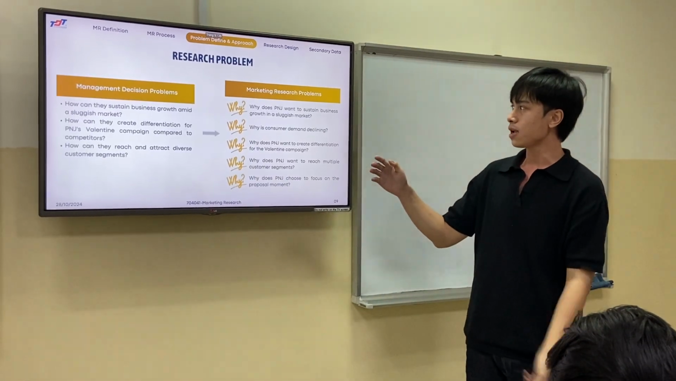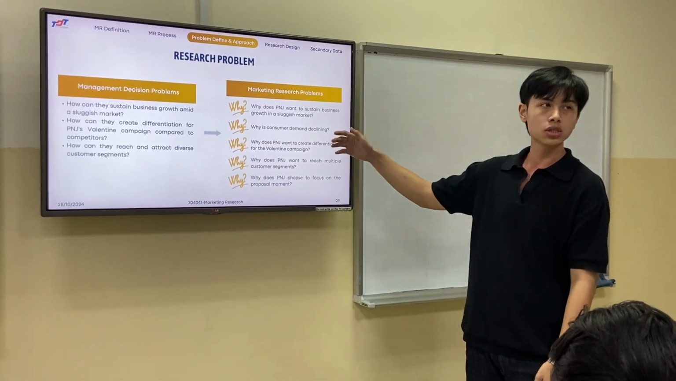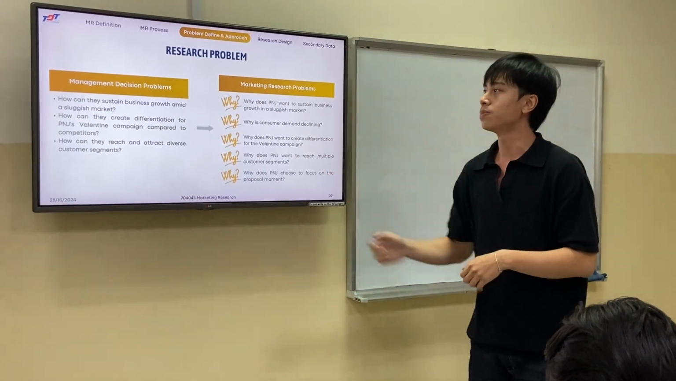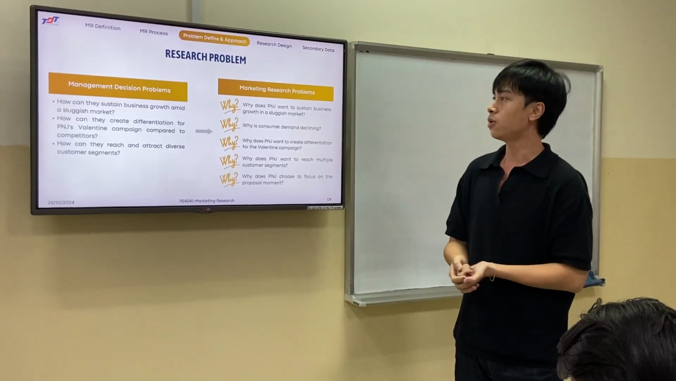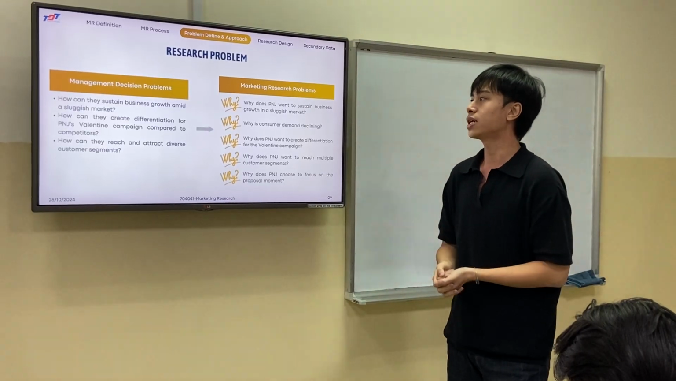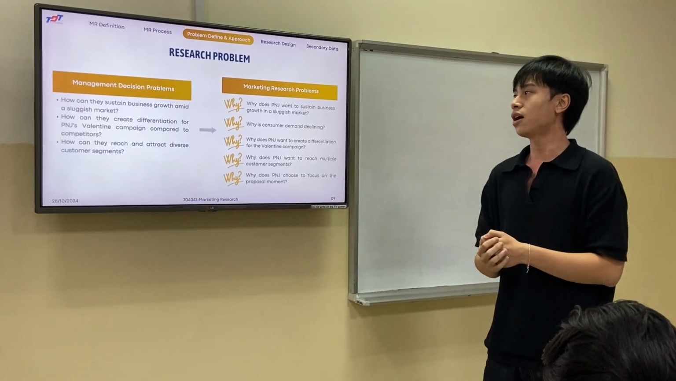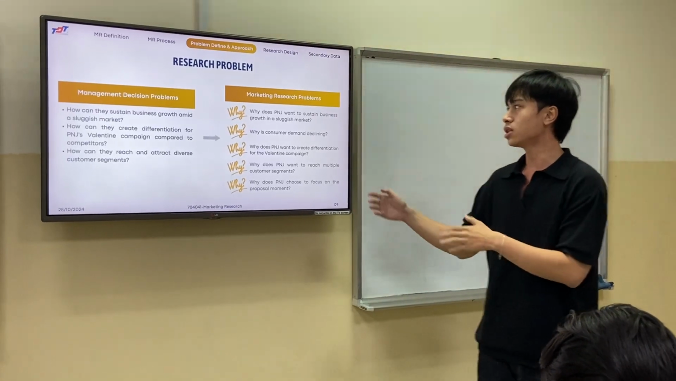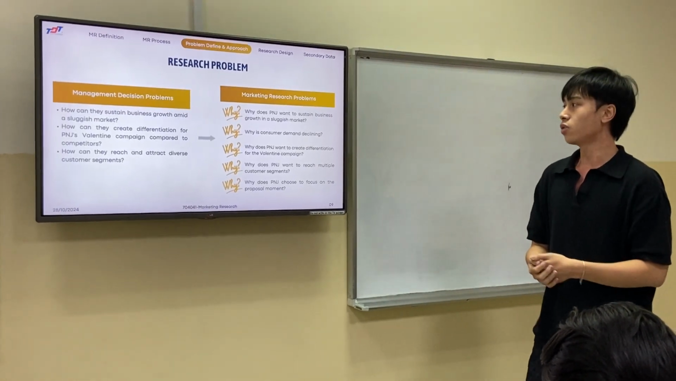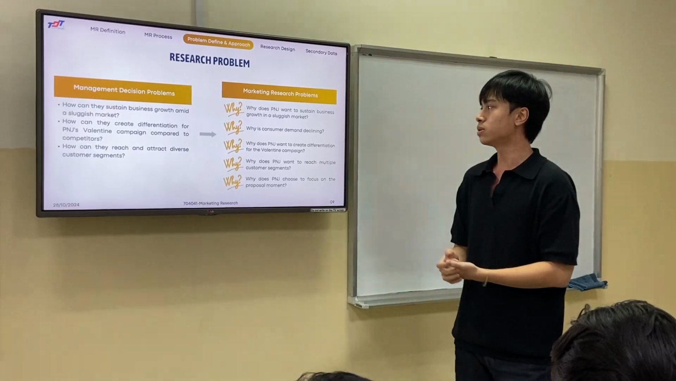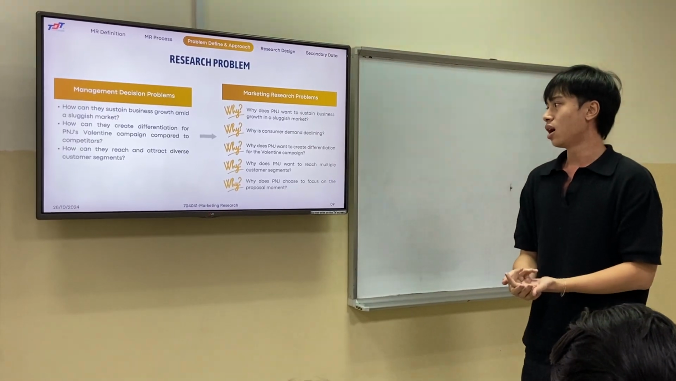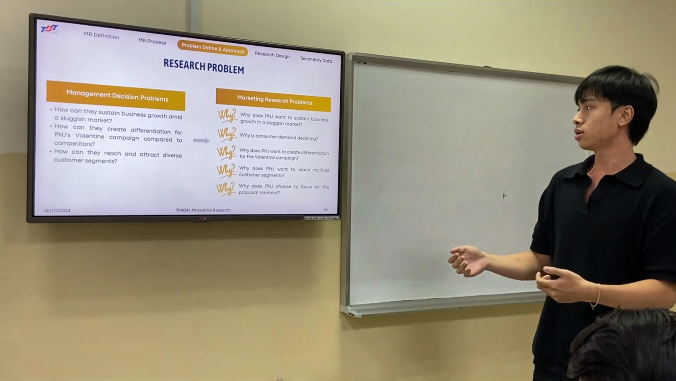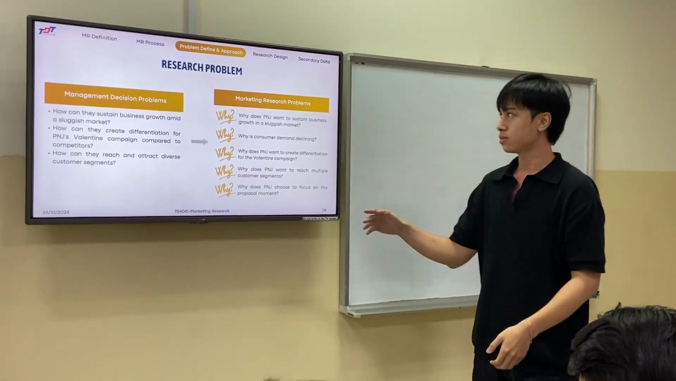Next. About the research problem, we link it to our case study. For the management decision problem, an example is how P&G can create differentiation from the previous competitor Valentine campaigns. For the marketing research problem, we ask questions like why consumer demand is declining, and whether P&G wants to create differentiation when launching this Valentine campaign.